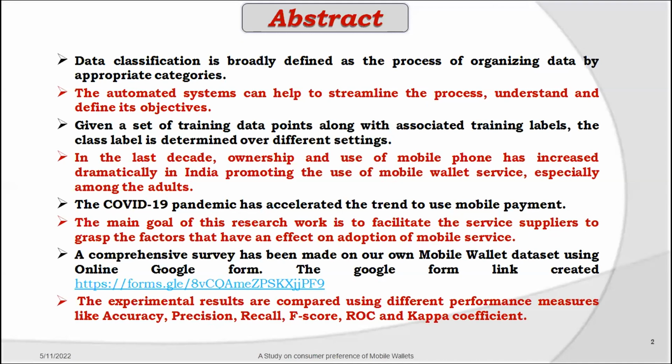This is the abstract of my study. Data classification is done here. It is the process of organizing data in appropriate categories, and this automated system can help to streamline the process, understand and define its objectives. When given a set of training data points with associated training labels, the class label is determined over different settings. In the last decade, the ownership and use of mobile phones increased dramatically in India, promoting the use of mobile wallet services, especially among adults. The COVID-19 pandemic has accelerated the trend to use mobile payment. The main goal of this research work is to help service suppliers grasp the factors that have an effect on the adoption of the mobile service. A comprehensive survey has been made on our own mobile wallet data set using an online Google form, and the link for that Google form is this. The experimental results are also compared with different performance measures like accuracy, precision, recall, F-score, ROC, and kappa coefficient.